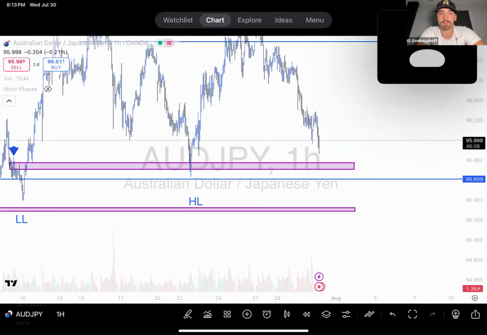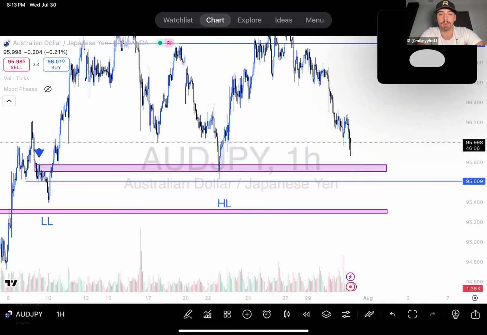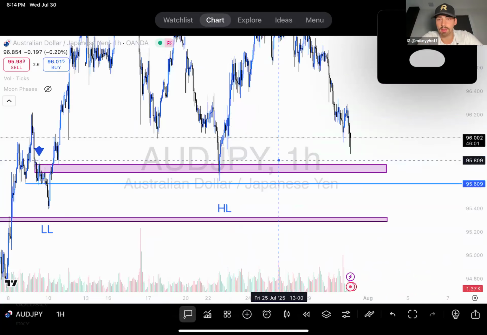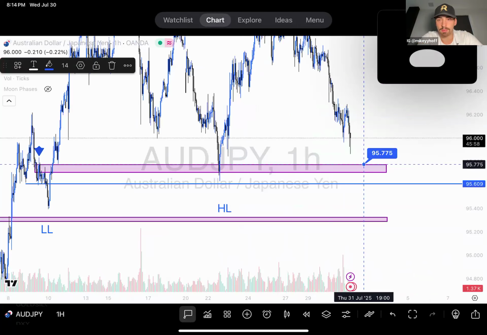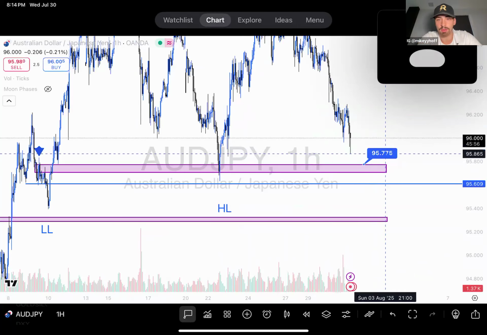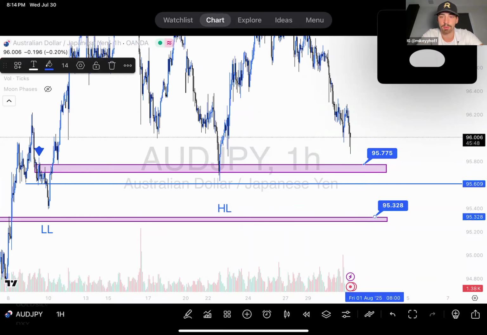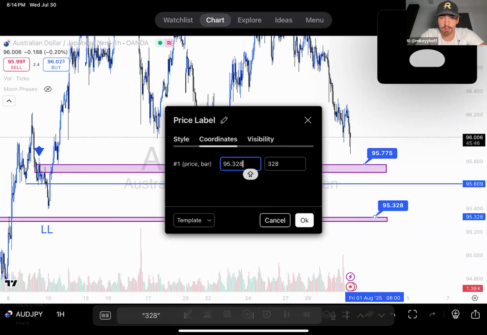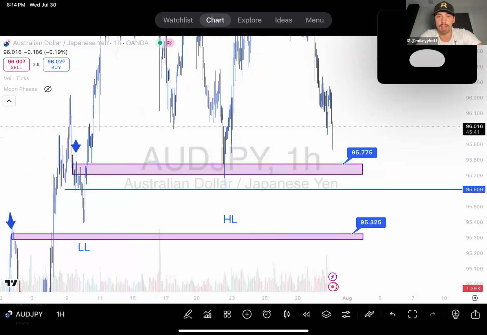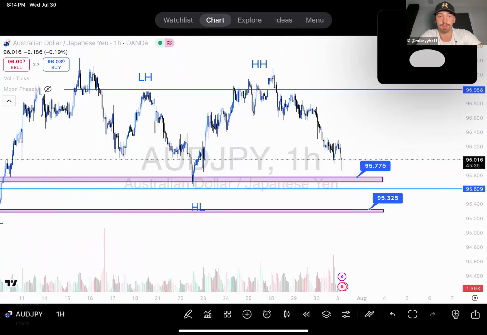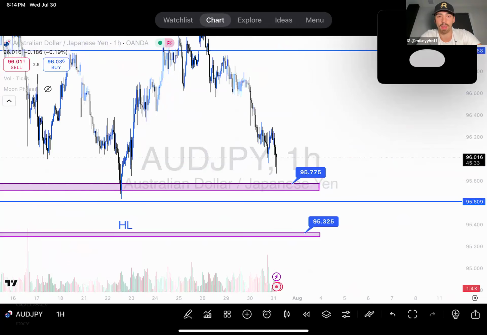And now we have our zone, right? What do we want to do? Again, price label right here. This one's actually perfect, 95.775, right? Quarter level theory. And then this one, we can actually change this to 95.325, right? Using quarter level theory again, those are our two zones that we're going to use and wait for the market to react off of, right?